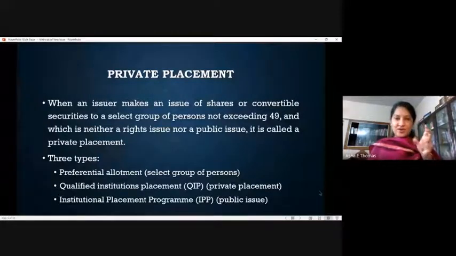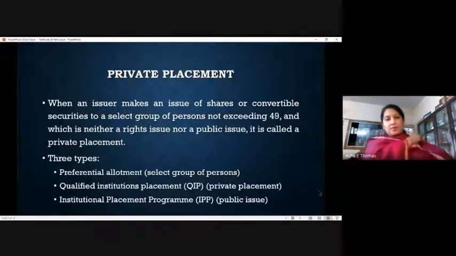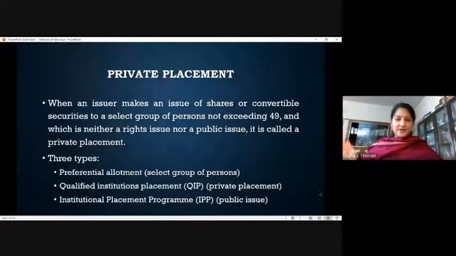One is preferential allotment, which is generally made to a group of individuals, group of persons. Another one, QIP, which is placed before institutional investors. And the third one is institutional placement program. So these are the different categories of private placement.